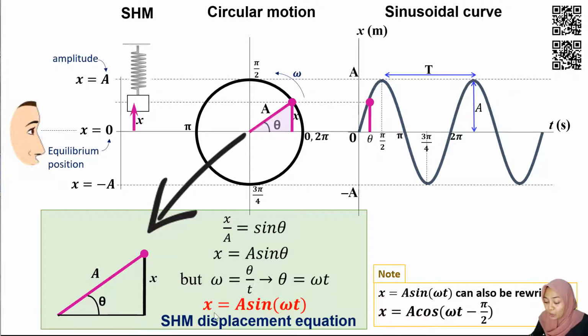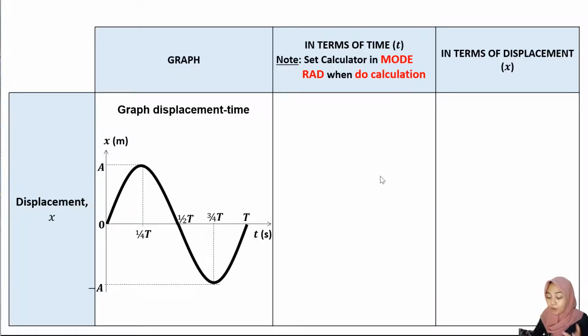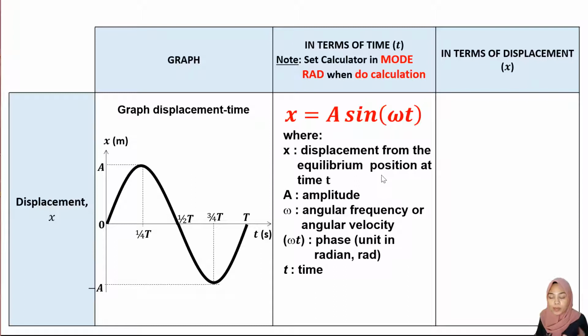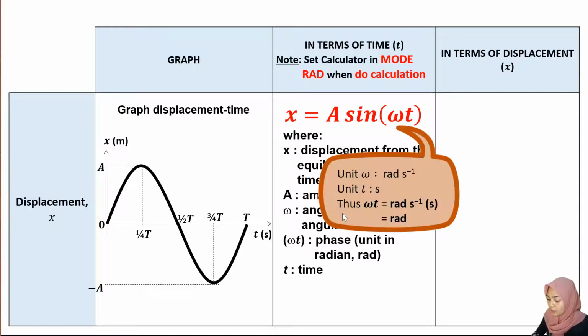Notice that although we can put x equals A sine omega t, we can also put the expression as x equals A cos(omega t minus half pi). So I put it in a simpler form, in a table form. You can see here again that this is a displacement time graph. So the equation is x equals A sine omega t. These are the meanings of all the symbols. Remember that omega is in radian. You have to put your calculator mode in radian when you do the calculation.